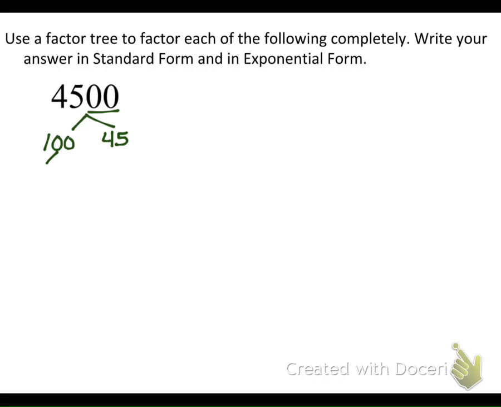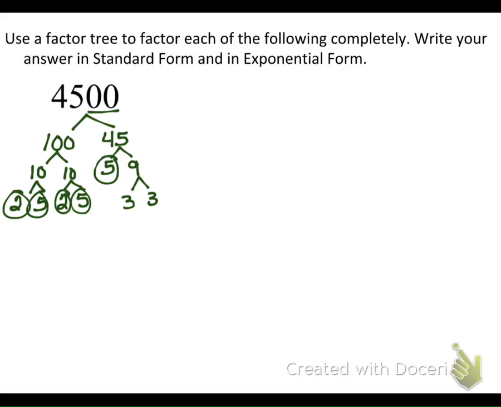Two factors of 100 are going to be 10 and 10. These numbers are composite, so I'm going to continue to factor it. 2 and 5, circle my prime numbers. And I go to my next 10. 2 times 5 will get me to 10, both prime numbers, so I circle them. I then come over to my 45. 45 is a composite number. Two factors of 45 are going to be 5 and 9. 5 is a prime number, so I'll circle it. And then I need to factor 9. 3 times 3 will get me to 9. Those are two prime numbers, so I circle them.